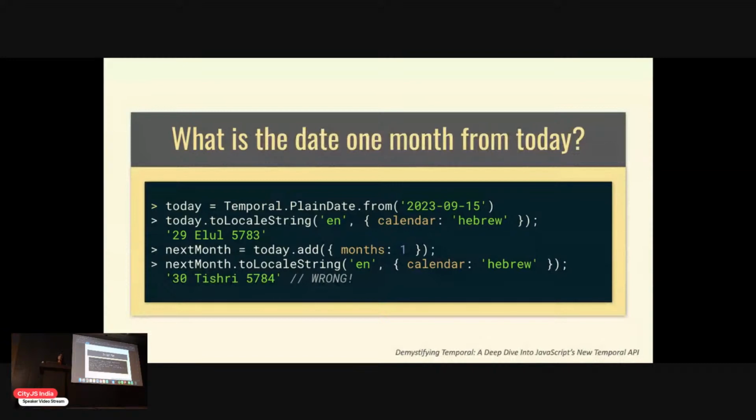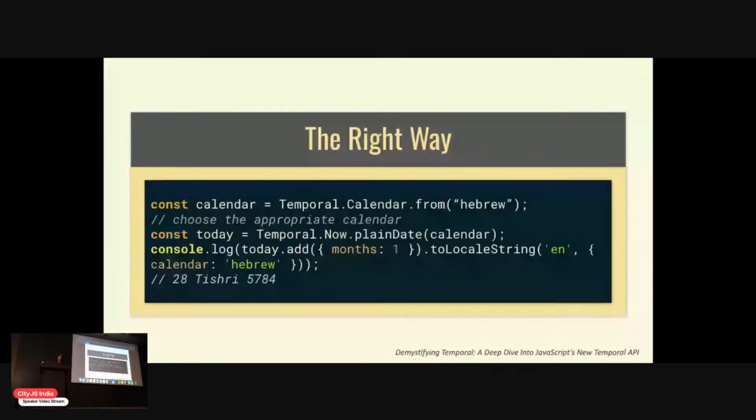The right way of doing it would be to construct the Temporal plain date by passing an appropriate calendar. So first we define a calendar object, and then we construct a plain date using that calendar object, and then we add the months, which actually gives us the right result. So this is how we add a month to the current date in Temporal.